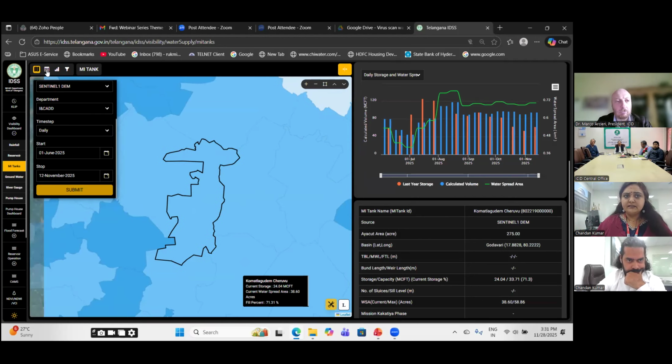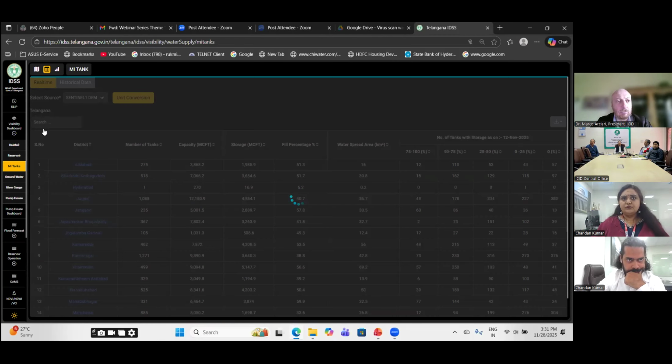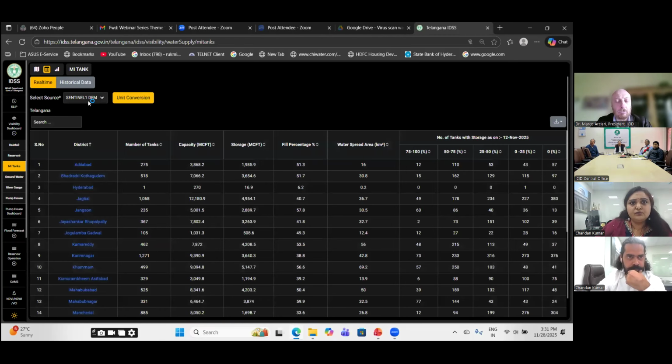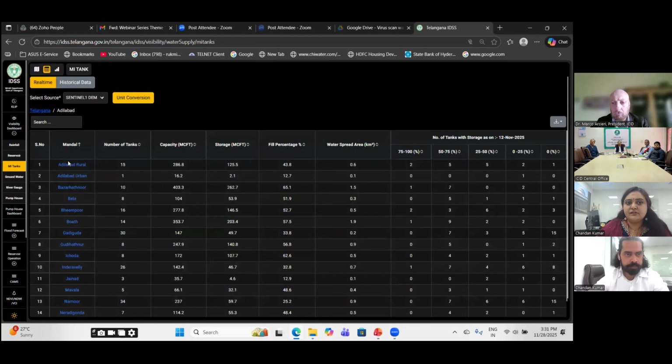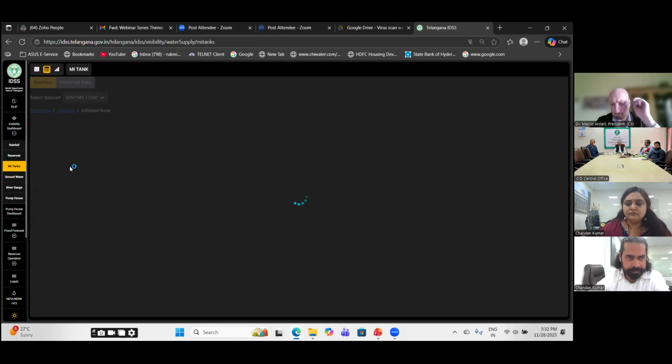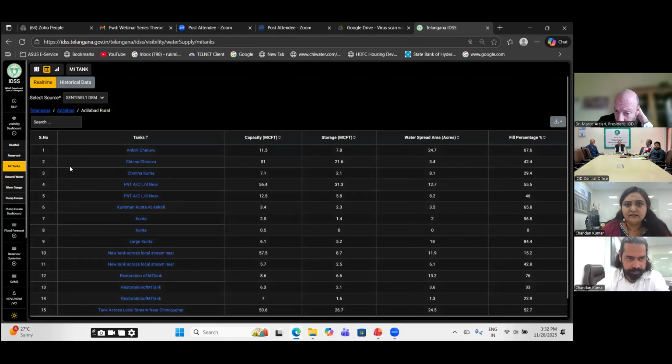And let's come to the MIS view. If you see the MIS view, we have also kept this view because it was needed for the end users, where if you want to understand the different tanks, like I have just drilled down into Adilabad and then Adilabad rural. You can see the number of tanks, what are the different tanks over there in Adilabad rural, what are their capacities, the storages, and water spread area.